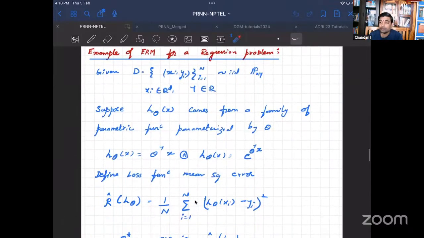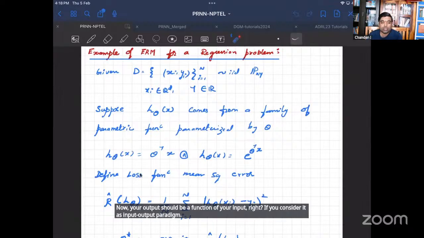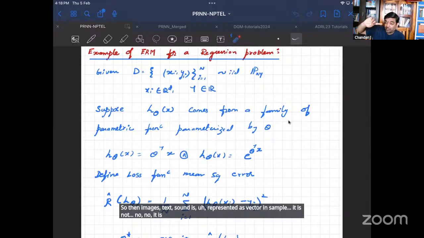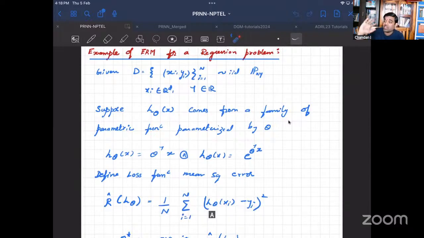Here, your output should be a function of your input, right? If you consider it as an input-output paradigm, your h theta has to be a function of x. So images, text, sound are represented as a vector in some d-dimensional space. It is not in the sample space. How can we decide the random variable for this?